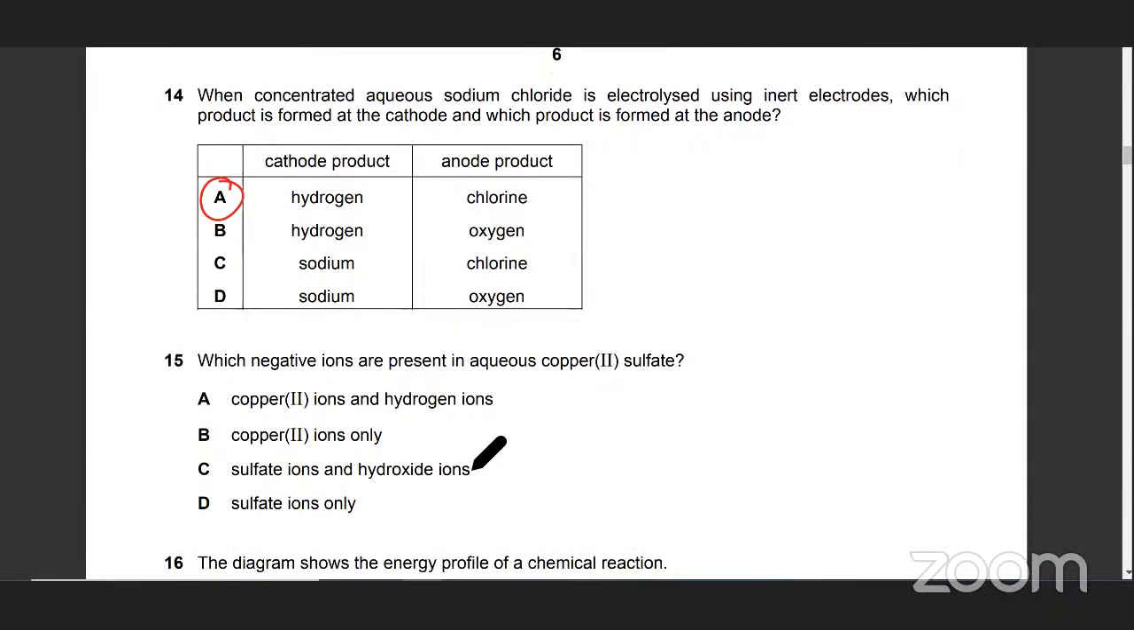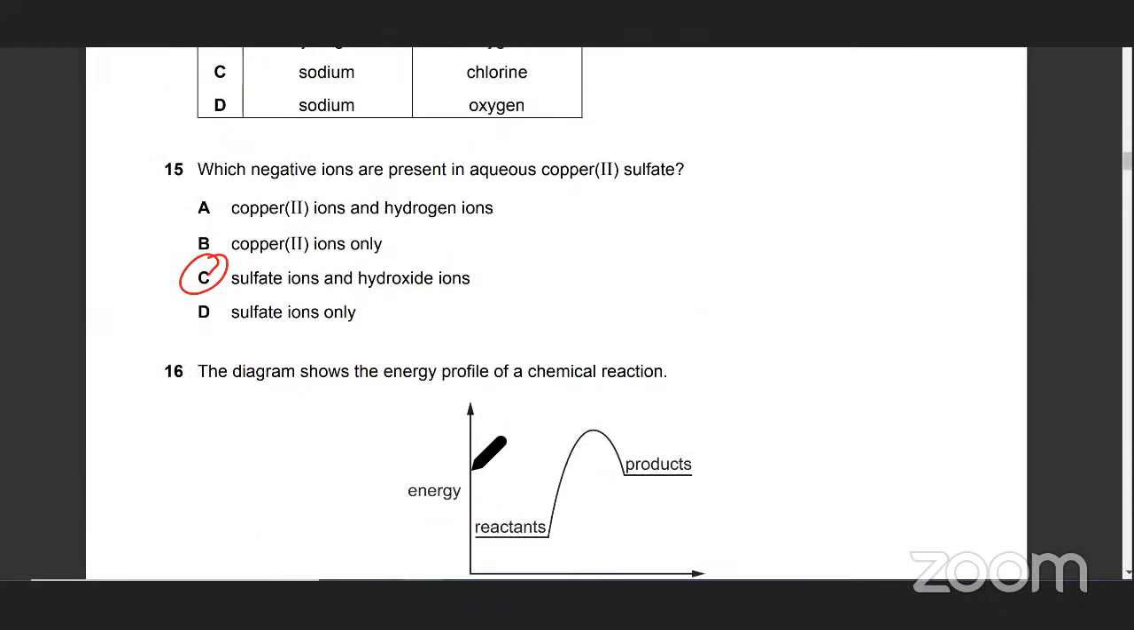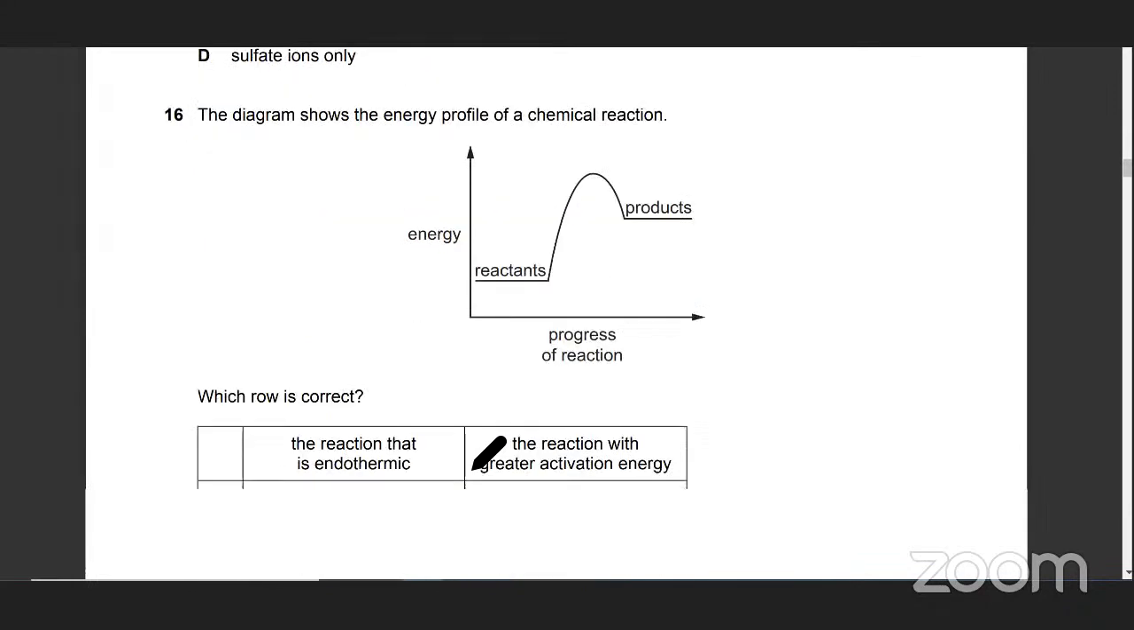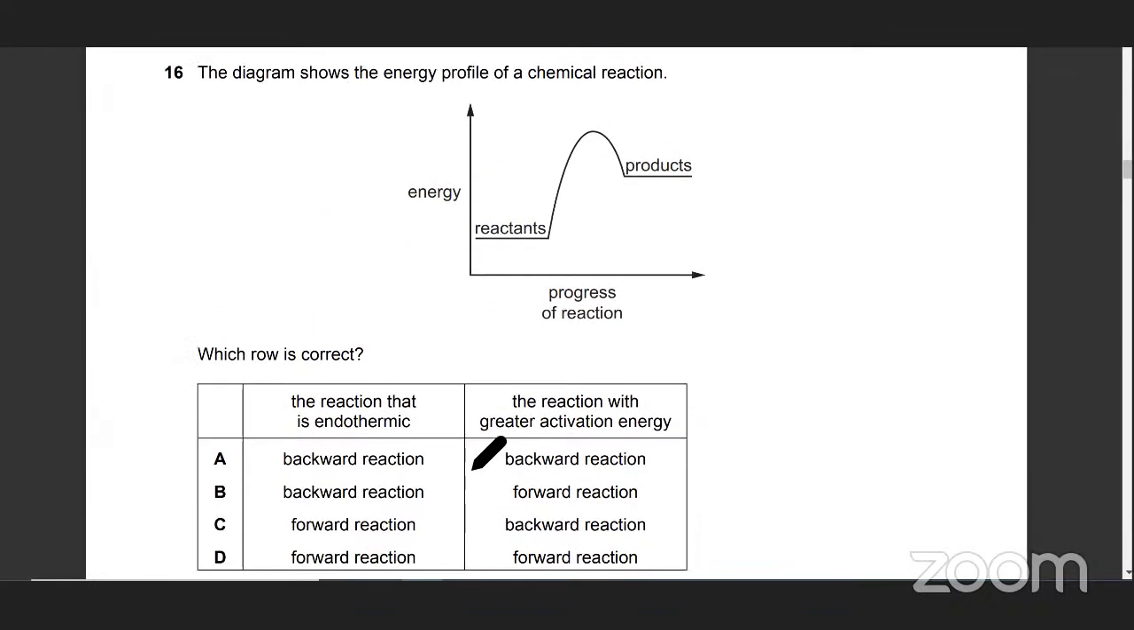Then in the next one they are saying which negative ions are present in aqueous copper 2 sulfate. Which ions will there be? Sulfate and hydroxide. So Cu2+ and H+1 will be positive ions, and OH ions and SO4 2- ions are going to be your negative ions. Then you have: the diagram shows the energy profile of a chemical reaction.